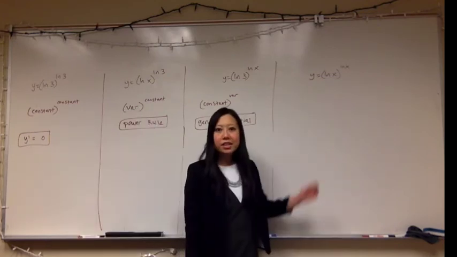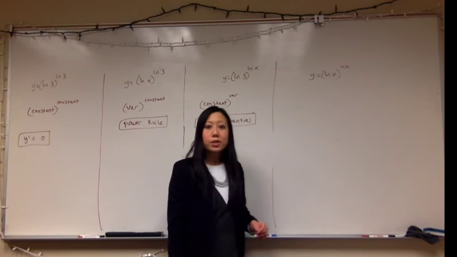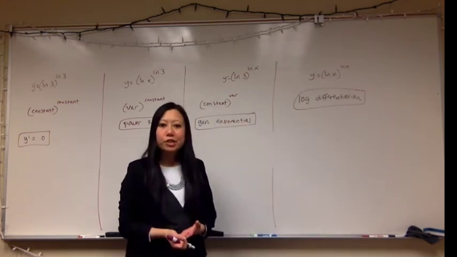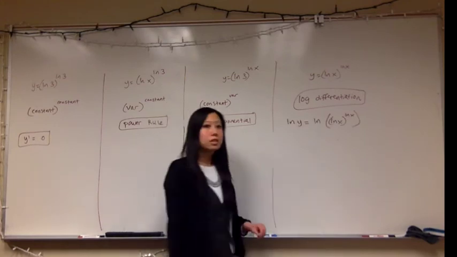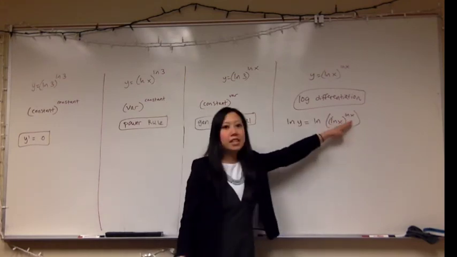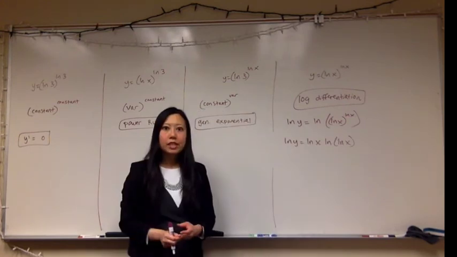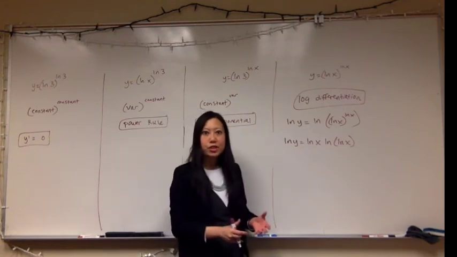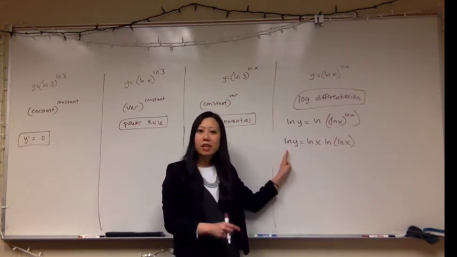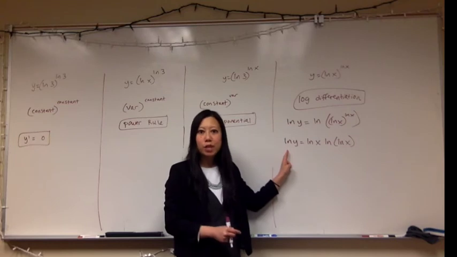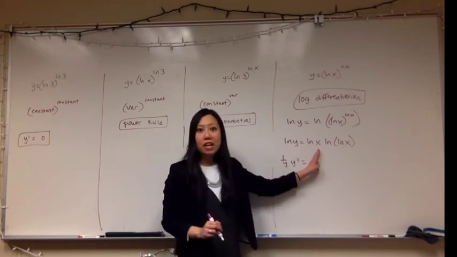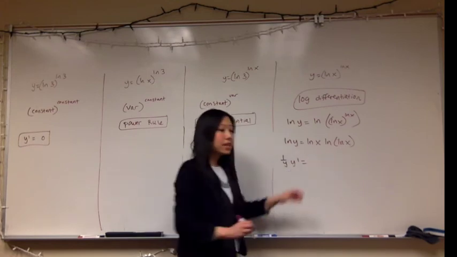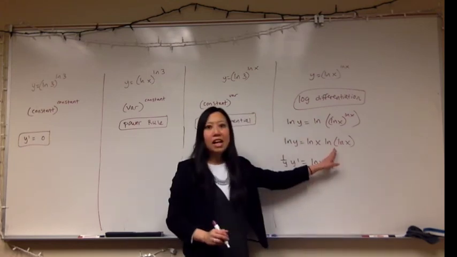The last case here is a variable raised to a variable. So here, we have no choice but to use log differentiation. To apply log differentiation, we take the natural log of each side. And I know by law of logs, I can take that exponent and move it to the front. Now I go ahead and apply implicit differentiation within this log differentiation problem. So I take the derivative of the left side, which I know is 1 over y times y prime. And then here I have to do product rule because I have ln x times ln x. So I have ln x times the derivative of ln x.